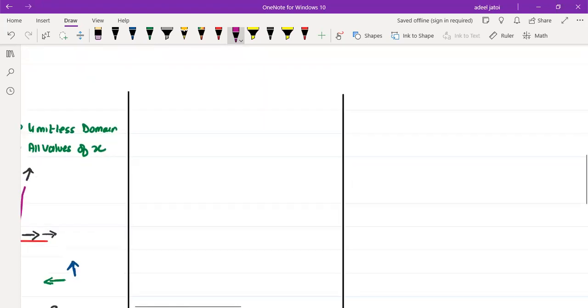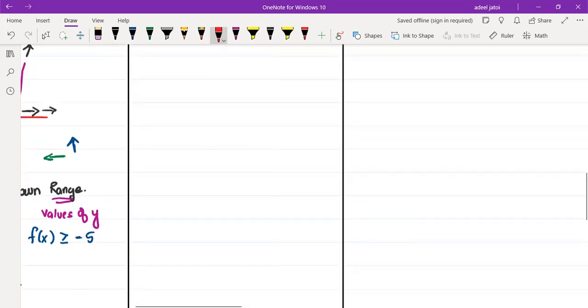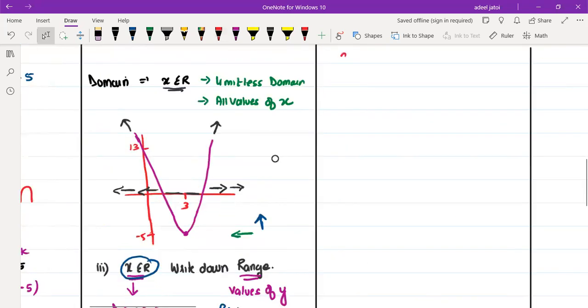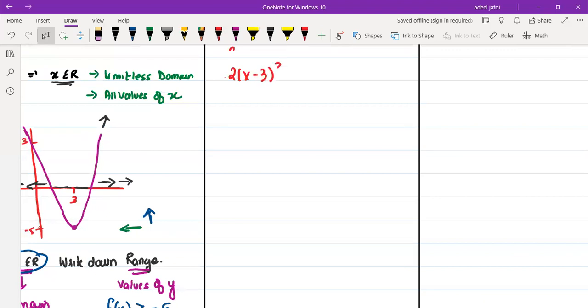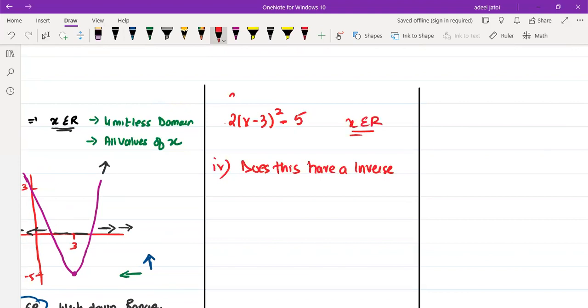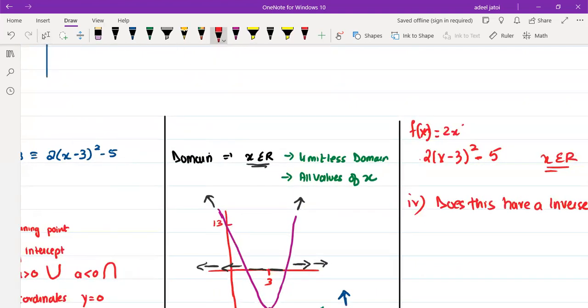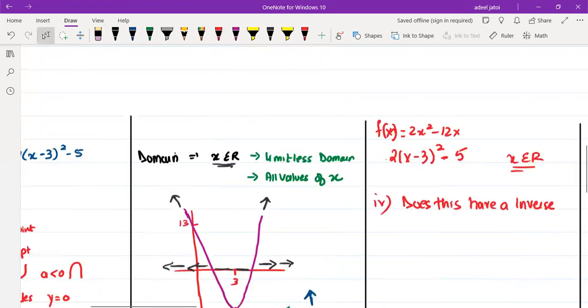So considering the same question, which says f(x) equals 2(x minus 3) whole squared minus 5, the examiner tells us as part 4, does this have an inverse when x is an element of the real numbers? So for this particular question, the normal f(x) is your quadratic form, which is 2x squared minus 12x plus 13.